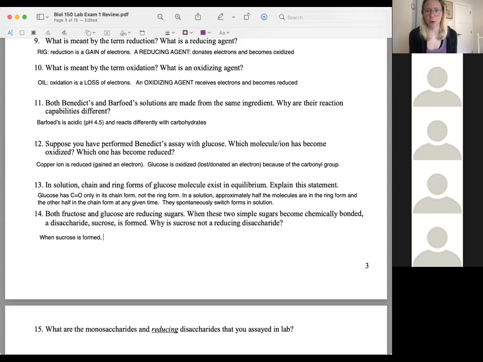So when sucrose is formed, and I see Luke and Camille also got that answer, that carbonyl group that used to be available to give up an electron is now part of that glycosidic bond. The carbonyl groups don't disappear, but they become part of the glycosidic bond, and that means that extra electron is no longer available to be donated.